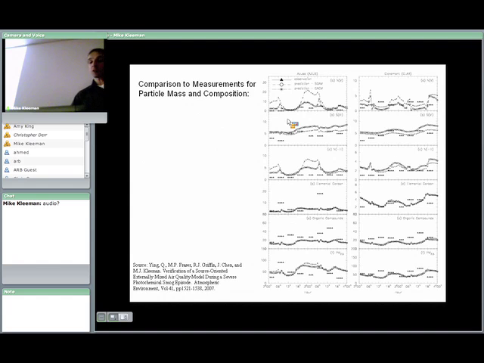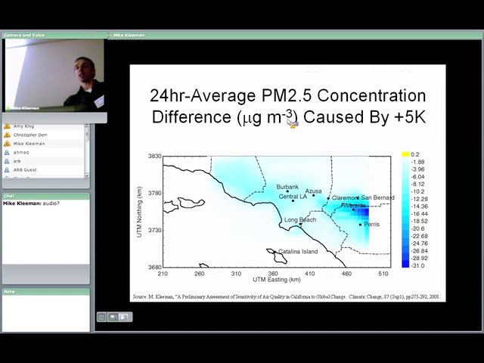This model captures at least the main features of the particle formation dynamics, and we think that it will have some skill in predicting what would happen in the future in the presence of climate change. So what would happen if the temperature went up by 5 degrees? How would that 24-hour average concentration have changed?